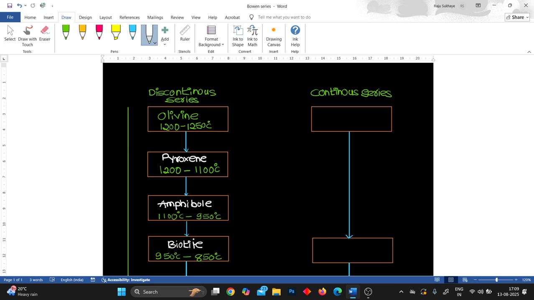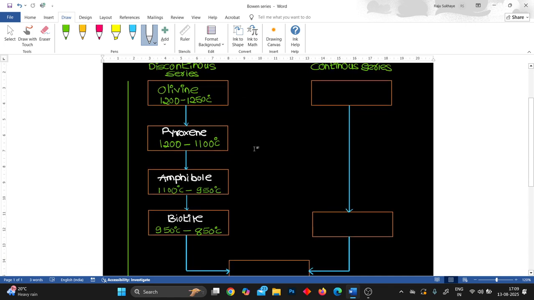So here, these minerals that you have seen are known as the discontinuous mineral groups, the minerals belonging to the discontinuous series. Which are the mineral groups belonging to the discontinuous series? It is olivine, pyroxene, amphibole and biotite.